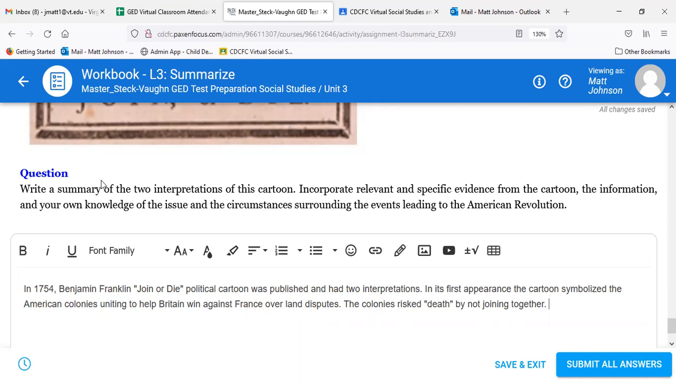What can we put next? You can say something like that. The illustration later became a symbol of independence after the Stamp Act. Okay. So we can maybe condense that a little bit. We don't necessarily have to reference the Stamp Act. We can talk generally about leading into the American Revolution.